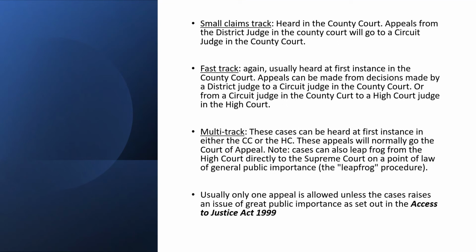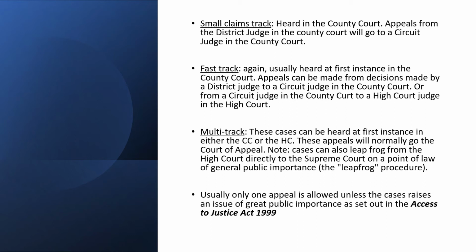So just to reiterate, some people would prefer to have this in a linear format, so this would be an option. In the small claims track, it's heard in the county court. Appeals from the district judge in the county court will go to a circuit judge in the county court. In the fast track, again usually heard at first instance in the county court, appeals can be made from decisions made by a district judge to a circuit judge in the county court, or from a circuit judge in the county court to a High Court judge in the High Court.